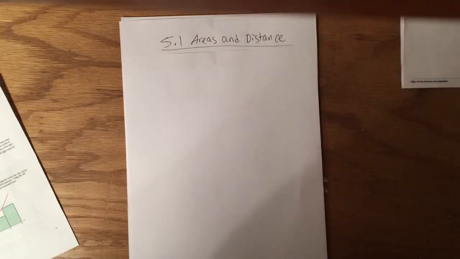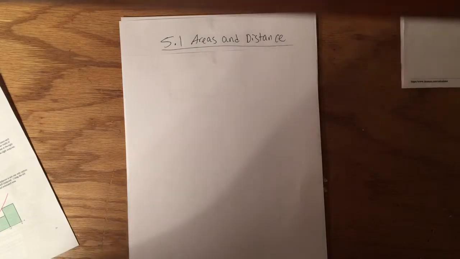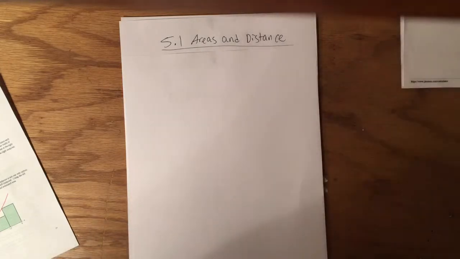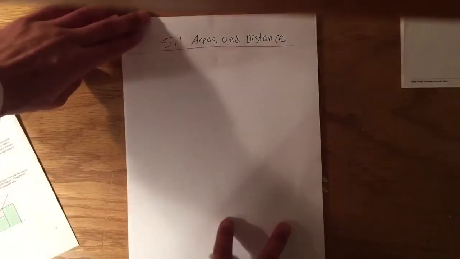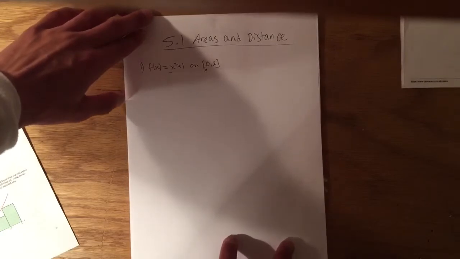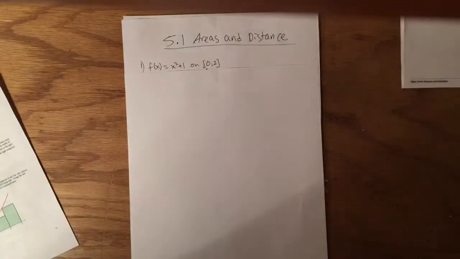Today's lesson is going to be about areas and distance. What that means is when we're given a function, we want to find the total area underneath its curve between the equation and the x-axis. So let's take a look at a problem here. We're given f of x equals x squared plus 1 on the interval from 0 to 2.